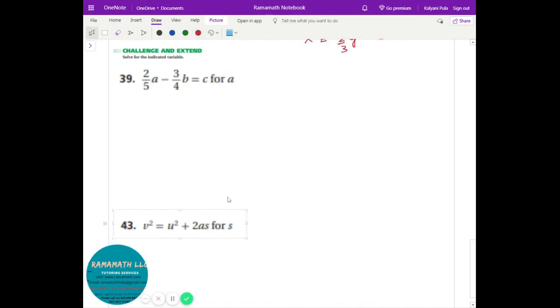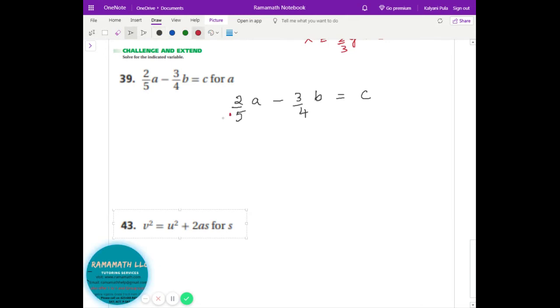So let's get a common denominator. If you look at a common denominator for the 5 and 4, it's 20. So let's get a 20 everywhere. That's the first step. I'm going to write it a little bigger so you can see it. So 2/5 A minus 3/4 B equals C. Since we know our common denominator is 20, I want to get a 20 here.